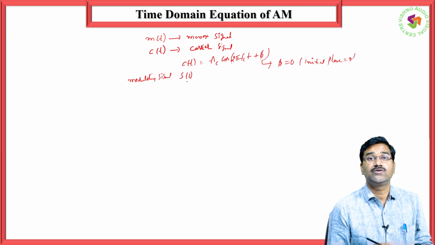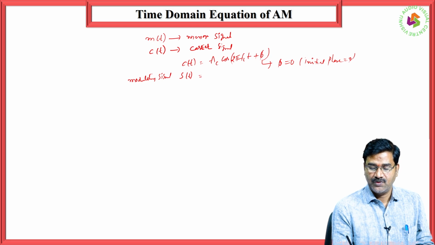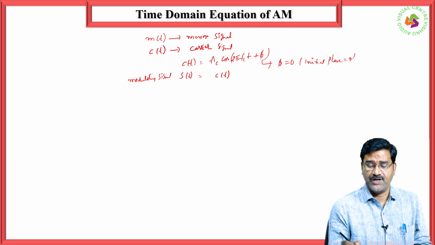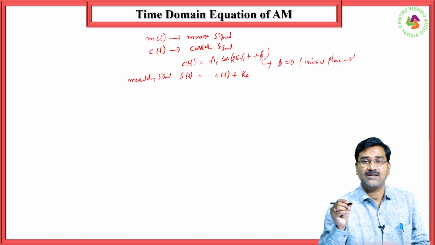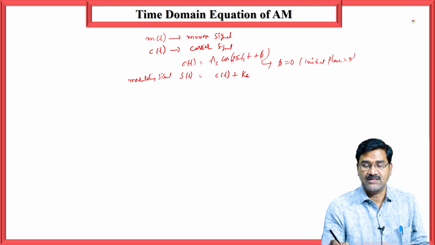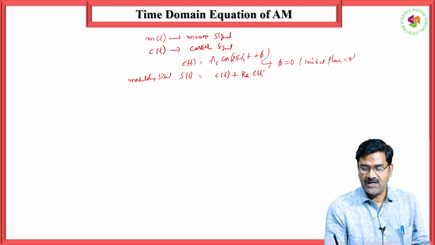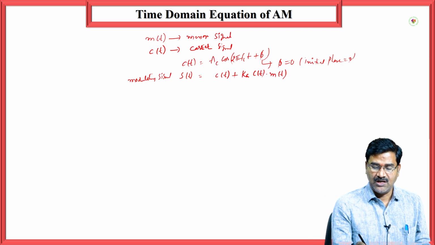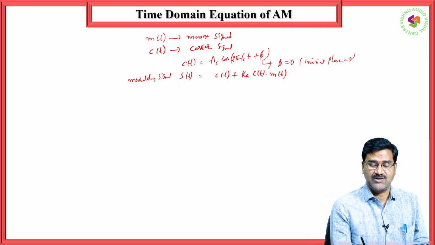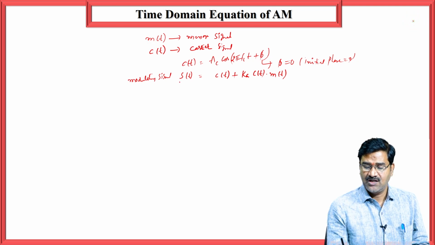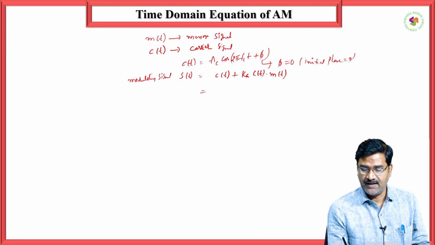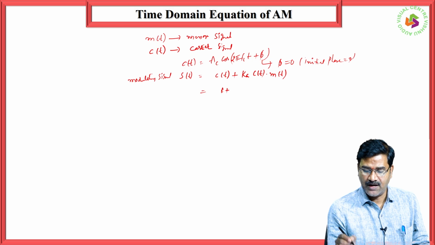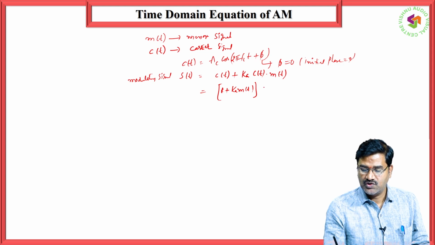These are the notations which I'll use. S of t is equal to your carrier signal C of t plus some sensitivity factor Ka or some constant, we will discuss that, Ka into C of t into M of t is the AM wave. Okay, so here if you look at the output of the signal S of t, which is a high frequency signal whose amplitude is given by, so I can take C of t common. So I can write 1 plus Ka M of t into C of t.